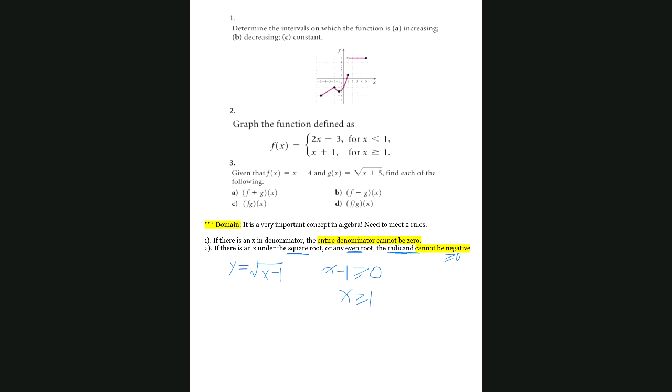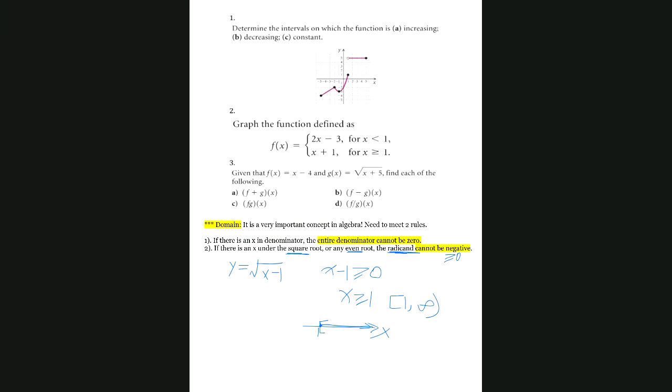So how do I write this interval? My interval will be 1 to infinity, because x can equal 1. If I graph this, 1 will be a solid point, and then from 1 all the way to infinity. Or you can use the bracket here. So this is the graph for x, and this is the interval for the domain. That's called a domain. And actually, it's pretty easy. You only need to satisfy these two rules.